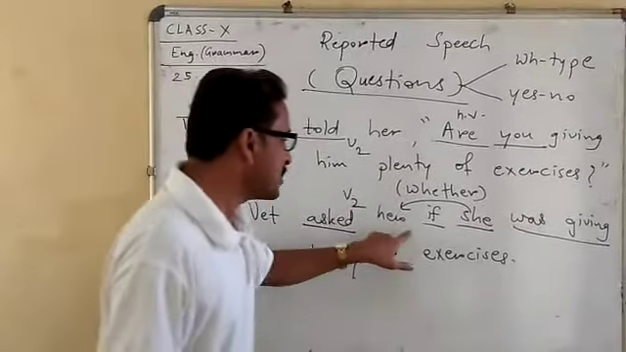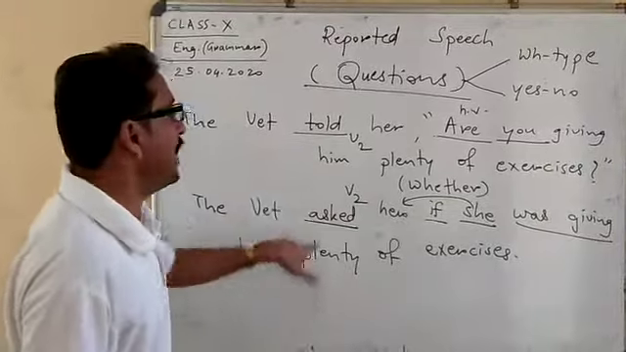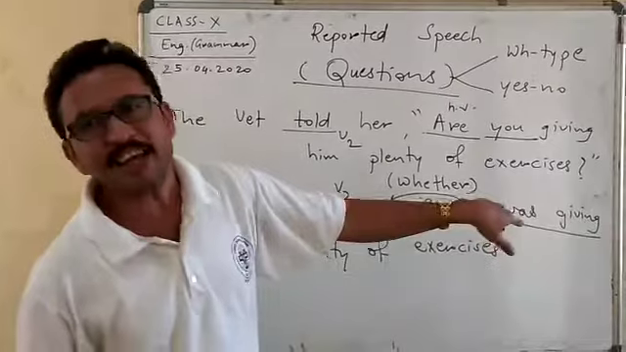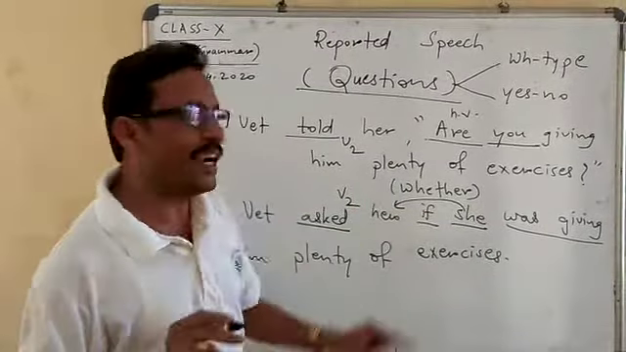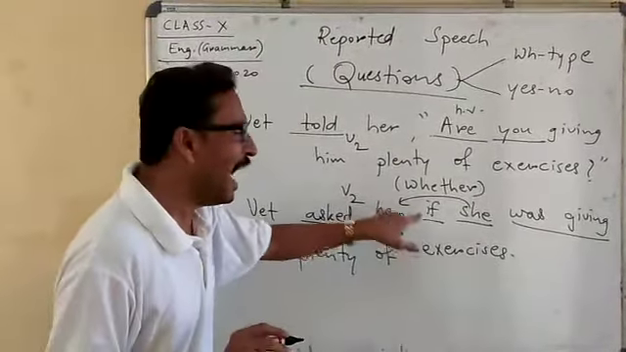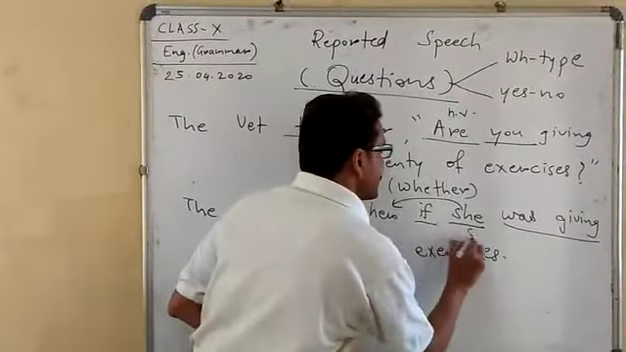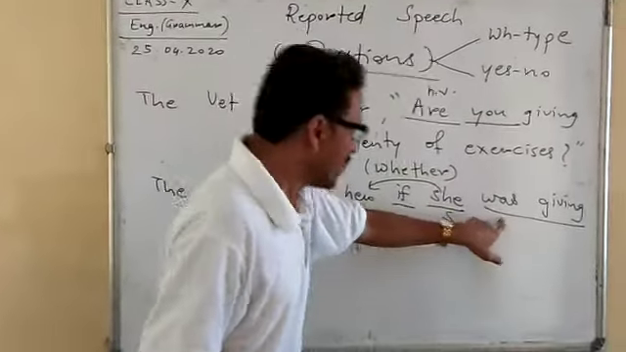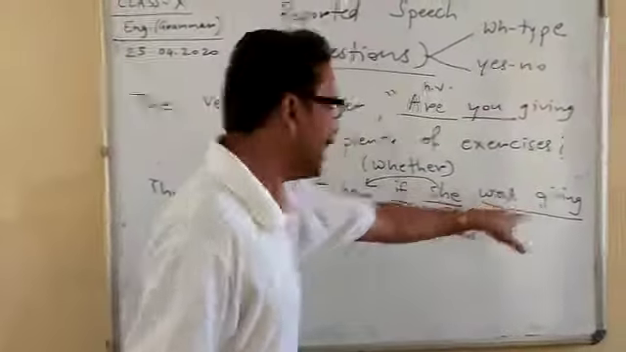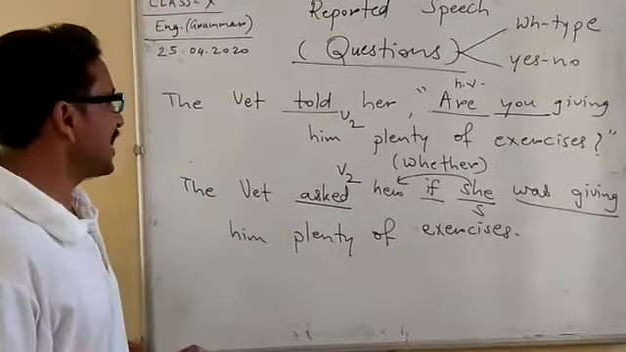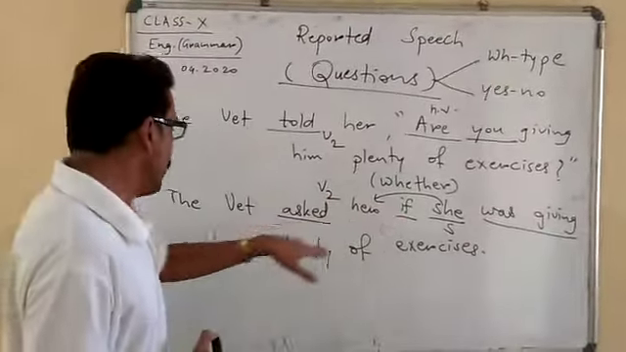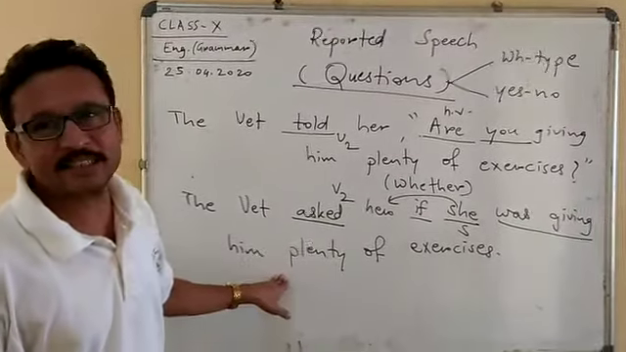So the vet asked her if she was giving him plenty of exercises. Now don't make a mistake here by writing, if was she giving him plenty of exercises. If you do that, again it will remain a question. That is why after if you are supposed to select the subject, and then you should use the helping verb, then the main verb and the object. And so the answer goes like this. The veterinary surgeon said, are you giving him plenty of exercises? The vet asked her if she was giving him plenty of exercises. Thank you.